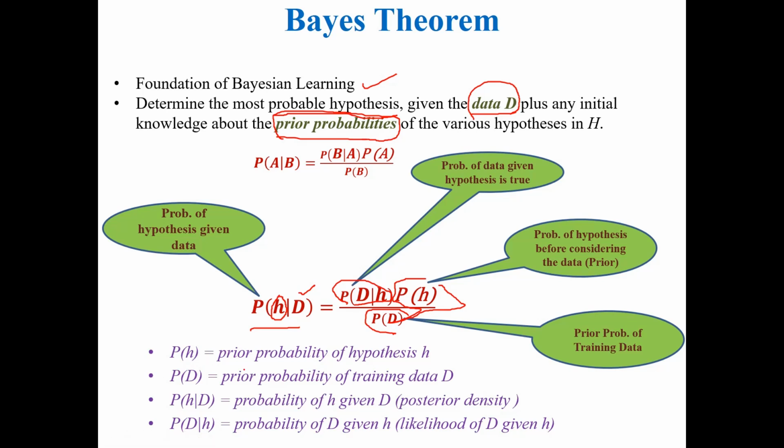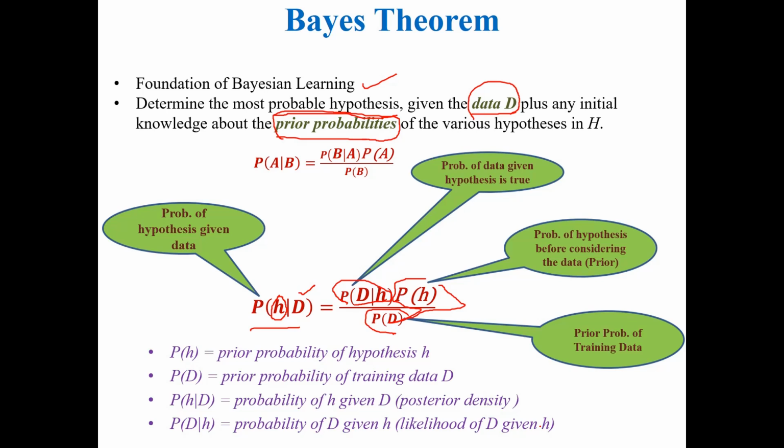So P of H is the prior probability of hypothesis H. P of D is the prior probability of training data D. P of H given D is the probability of H given D, that is the posterior probability, and P of D given H is the probability of D given the hypothesis. So that is the likelihood of the data given that hypothesis. Okay, so this is all about the Bayes theorem.